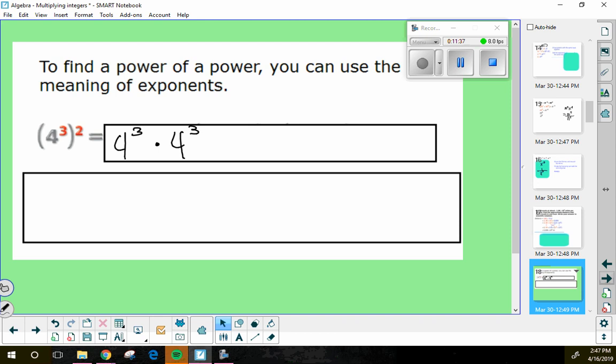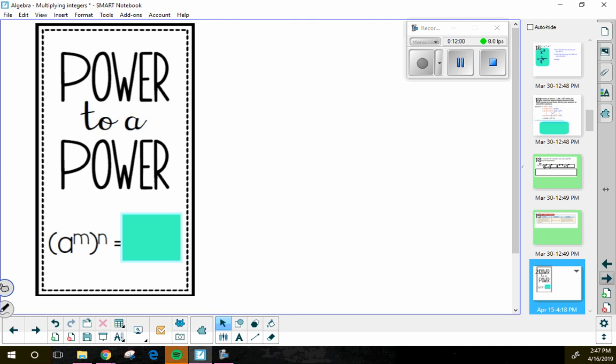Well, what did we just learn to do with the exponents when we've got the same base? Add them. So this is going to end up being 4 to the 3 plus 3, which is 4 to the 6th power. So now, go to this page of your foldable. At the very front, it says a power to a power. And you'll see down there it says a to the m to the n. That is going to equal a to the m times n. When you have powers to a power, you multiply the exponents.